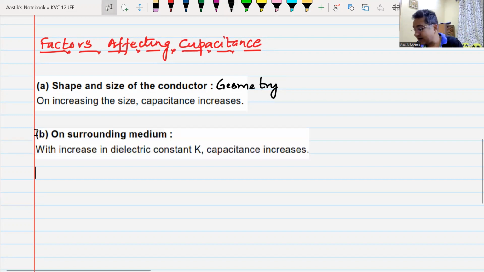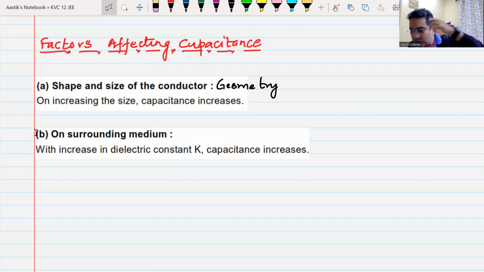Then the next factor which determines the capacitance of a conductor is the surrounding medium. What is surrounding it? Remember, it depends on the surrounding medium because it stores energy in the form of electrostatic field. An electrostatic field depends on the surrounding medium.